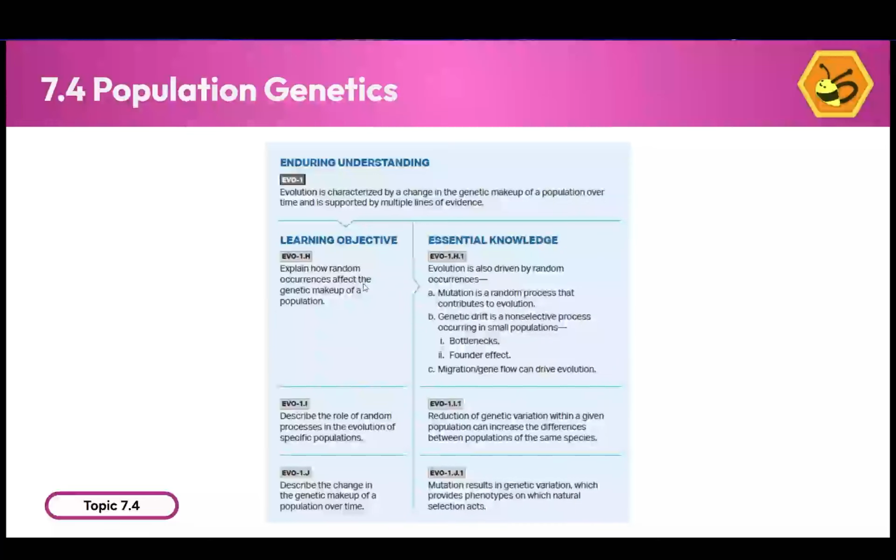So 7.4, population genetics. This is one that also has a few key terms. I'm also going to screenshot this and put it in the chat. This is just a selection from the CED, and you can just peruse this. I'll also keep it in the chat.